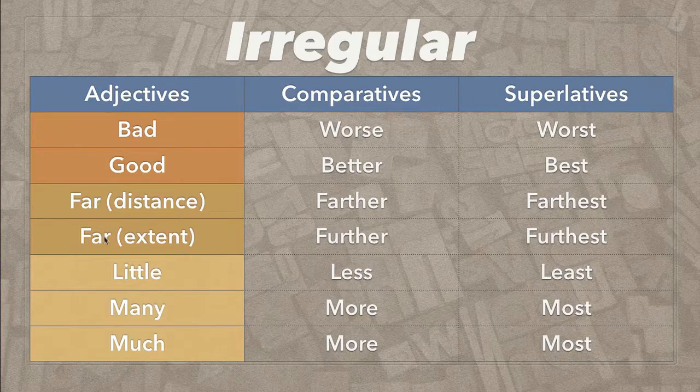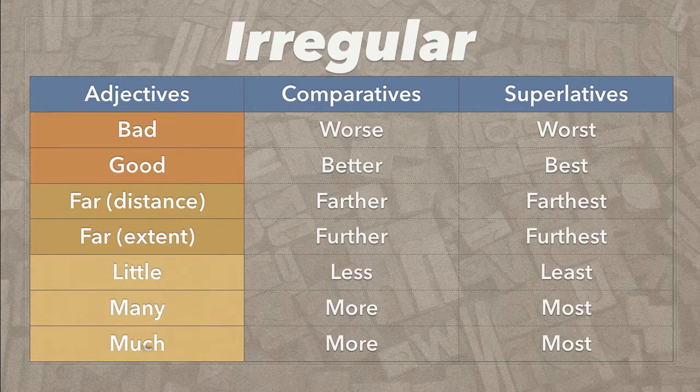There are two different fars. One is for distance and one is extent, but they're very similar. Far for distance becomes farther and farthest. Far for extent becomes further, furthest.